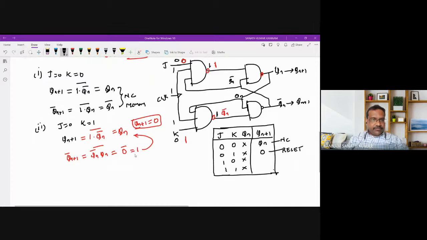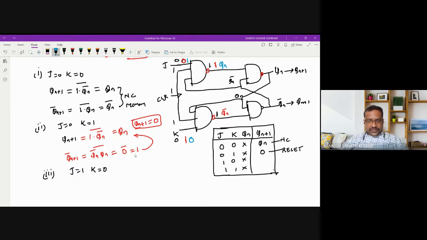Okay, and next, case 3, when J equal to 1 and K equal to 0. Okay, in this situation, see here, all are 1. So when J is 1 and clock is 1, and what is the one more input? Qn bar. So 1 into 1 into Qn bar, so Qn bar whole bar. So that means here you are getting Qn.